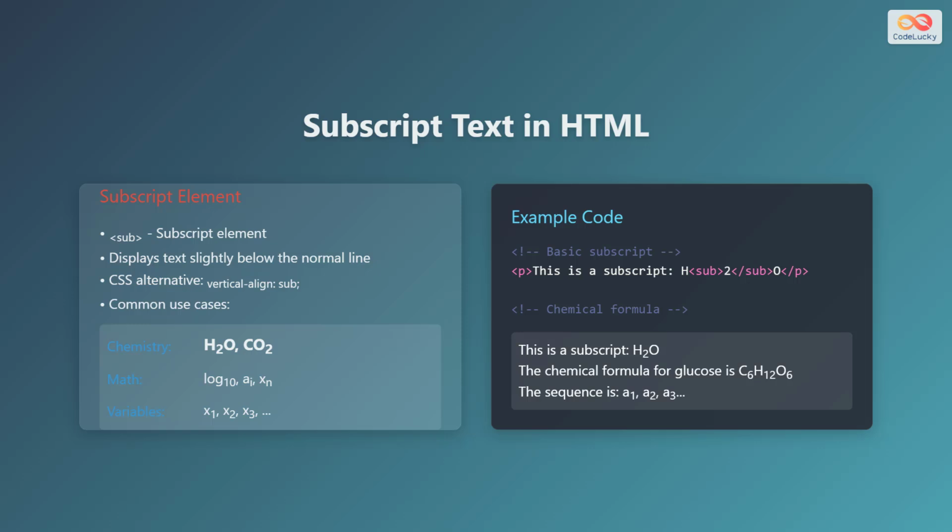Here are some examples. To write H2O, enclose the number 2 with an opening and closing sub tags. To represent the chemical formula for glucose, enclose the numbers 6, 12, and 6 with an opening and closing sub tags, respectively. To represent a sequence in math, enclose each of the indices with an opening and closing sub tags.